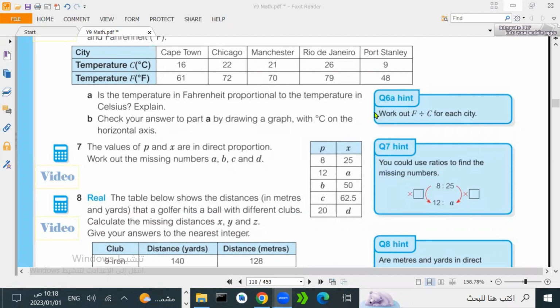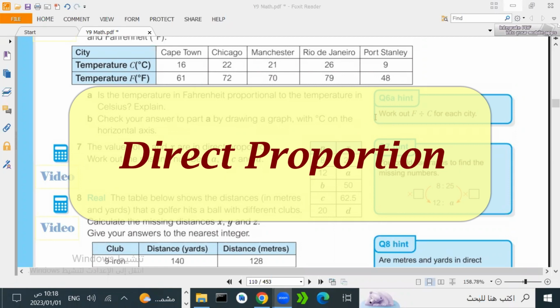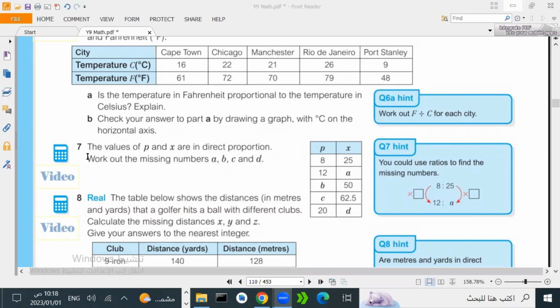In this video, we're going to talk about 5.1 direct proportion. Question 7. The values of p and x are in direct proportion. Work out the missing numbers a, b, c, and d. As you can see here in this table, we have the values of p and the values of x. Both of them are in direct proportion. So this one is directly proportional to this one. And because this one is directly proportional to this one, we have a constant between them.